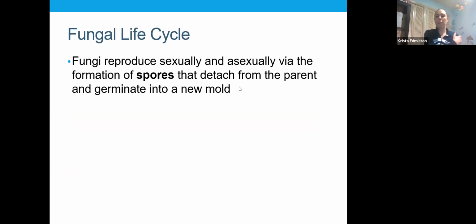All right, so what's the fungal life cycle? Fungal cells can reproduce both sexually and asexually. Asexually means that it's not combining its genetic information with another organism. Basically, it's just dividing into two cells. They're genetically identical. But they do reproduce both ways via the formation of spores. That spore will detach from the parent, move on to a new location, and then germinate to grow a new mold. So just like your plates, the mold spore fell on there, it made a new mold.